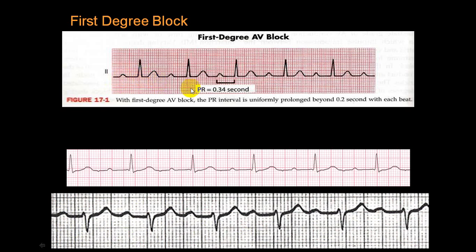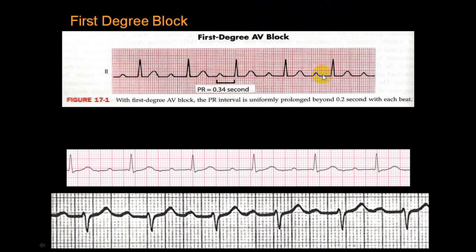And if you calculate the PR interval, it is 0.34 seconds, which is more than 0.2 seconds. Hence, this is a prolonged PR interval. And along with the prolonged PR interval, you have a narrow QRS complex. Hence, this is called first degree AV block. And if you see properly, all PR intervals are the same.